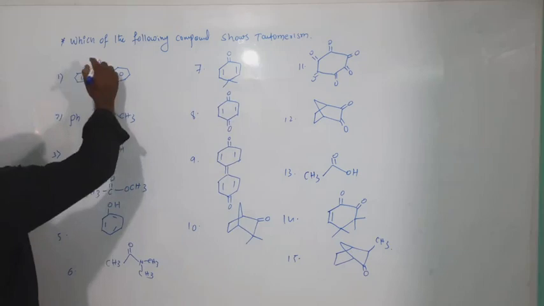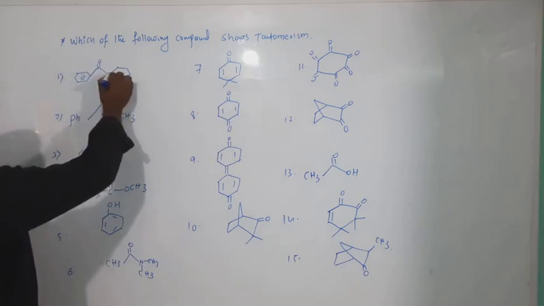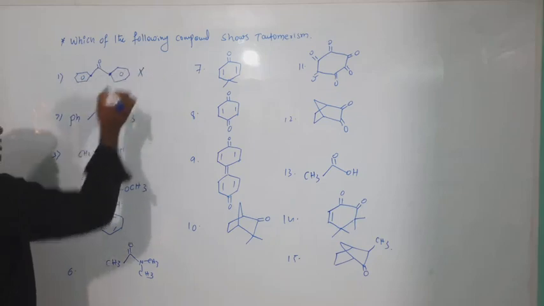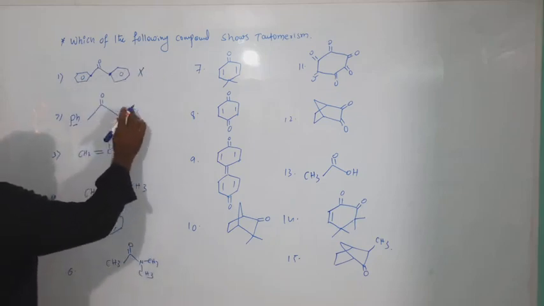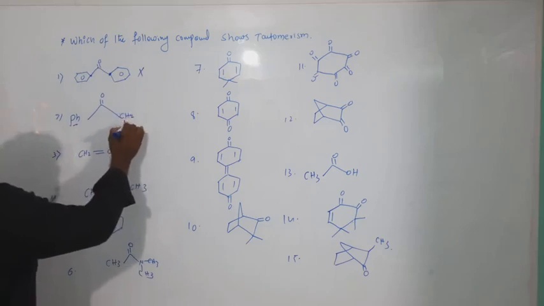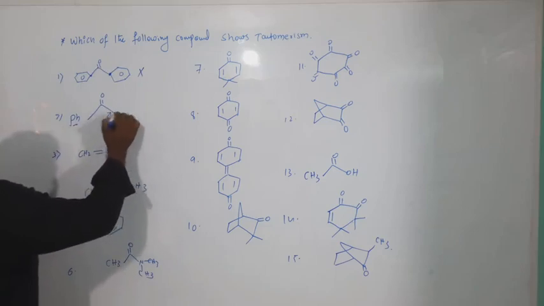See here, this is a carbonyl group. Is there any alpha hydrogen, sp3 hybridized? No sp3. It means it does not show tautomerism. See, this is Ph, which means benzene. Here this is sp3 alpha hydrogen. We have the alpha hydrogen. It means what? It undergoes tautomerization.